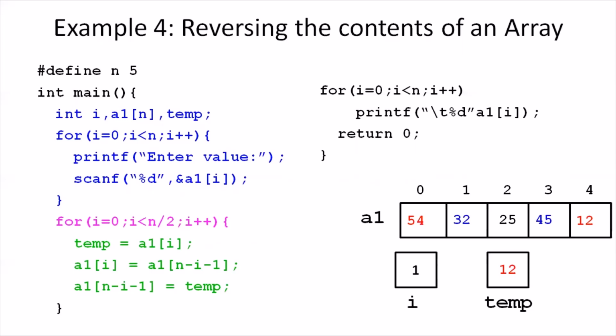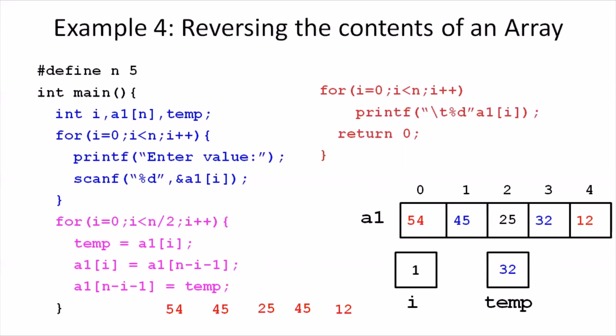In the next iteration, i is incremented to 1, and since 1 is also less than 2, the control enters the loop further. In this iteration, we swap the values 32 and 45 using temp as the third variable. Thus, we get 54, 45, 25, 32 and 12. Next, the value of i again gets incremented to 2, but 2 less than 2 becomes false. So the control breaks out of the loop and moves to the third loop, which displays the content of the array.